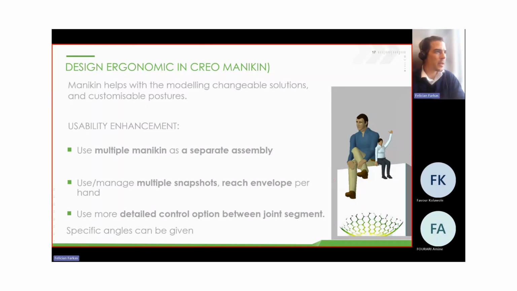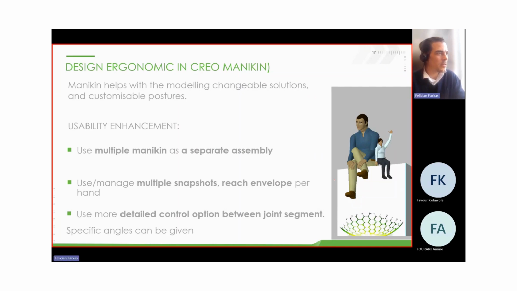Okay, Creo Manikin extension. Now we're going to talk about the Manikin tools. Human interaction validates the functionality of the product, and that's what the Manikin tools help with, considering ergonomic consideration, size, shape, human factor. Basically, Manikin helps with the modeling and changeable solution, customizable posture and facing.